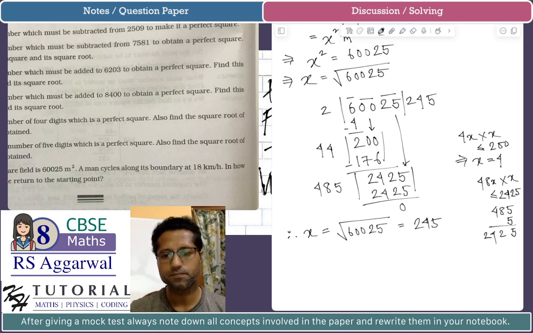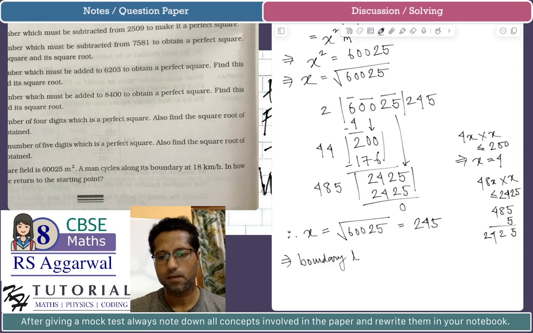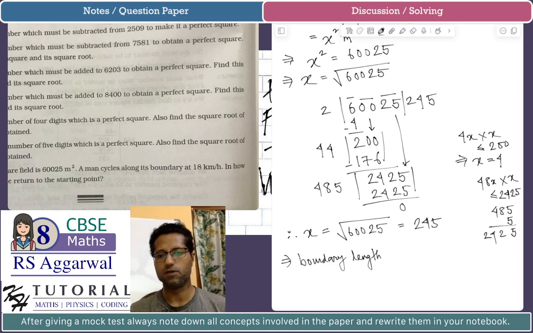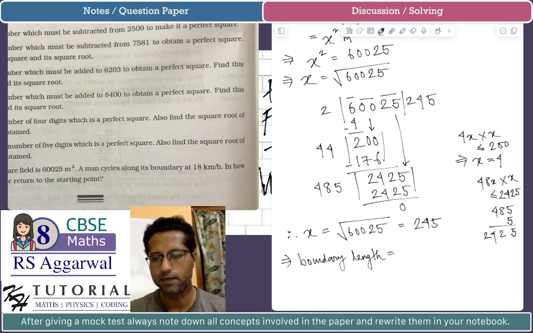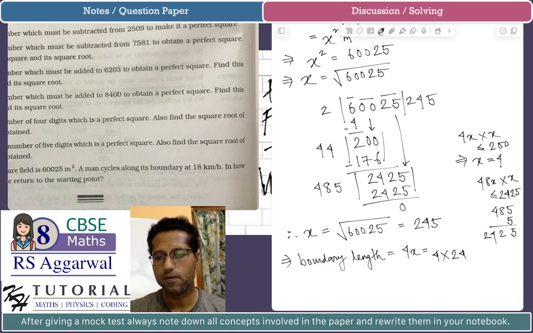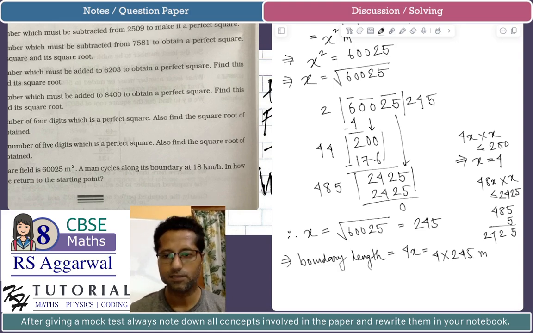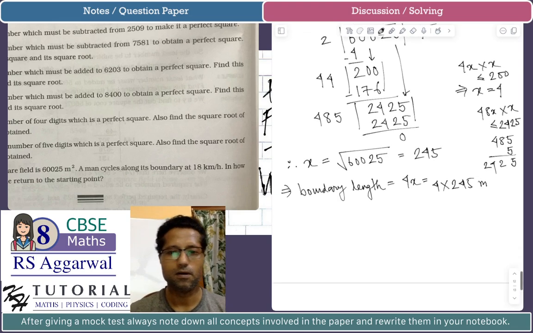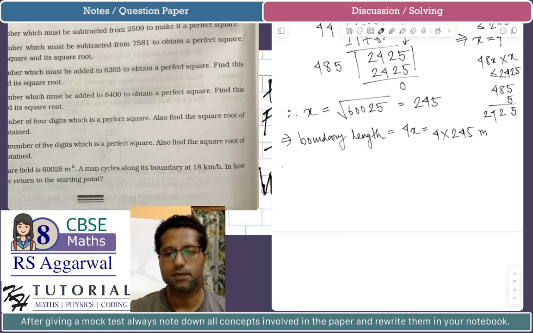This implies boundary length will be equal to the perimeter of the square field, which is 4 into side, that is 4 into x. This is equal to 4 multiplied by 245 meter. Whatever that is, I will not calculate now. Therefore, time taken.